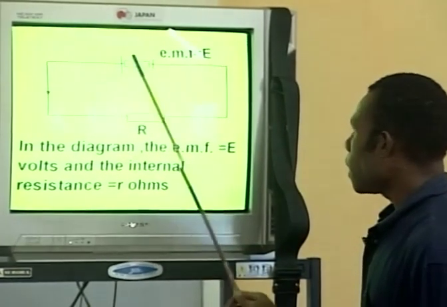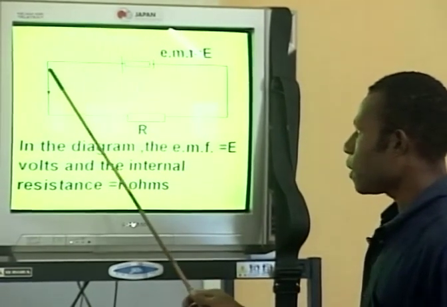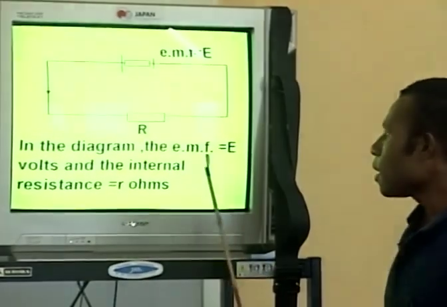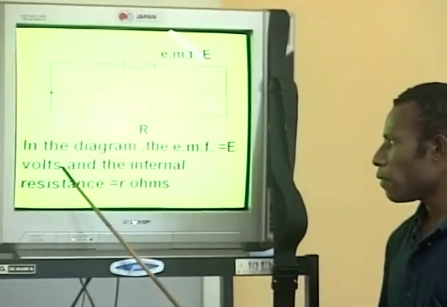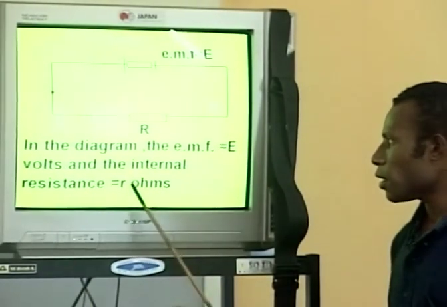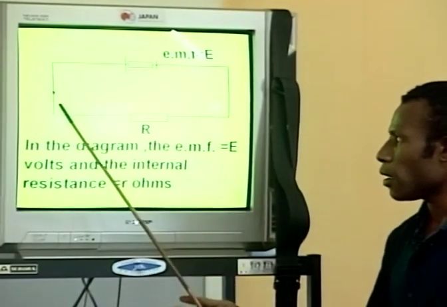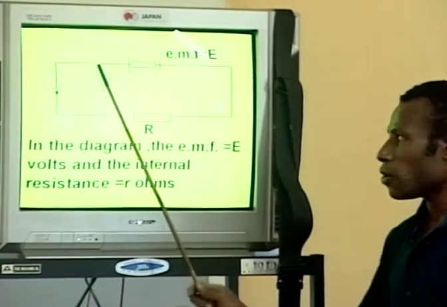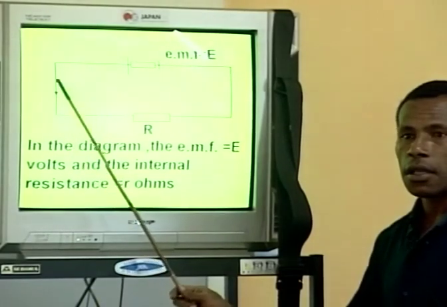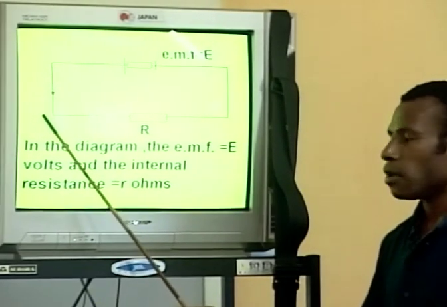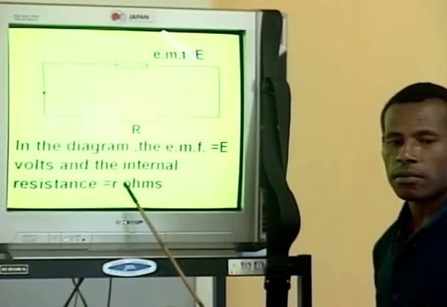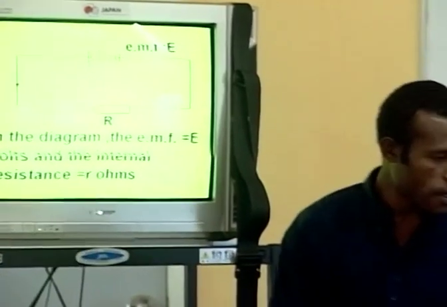Okay, and then when it starts flowing through, if the current is flowing through that way, that is a resistance. So in the diagram, the E.m.f. is E volts and the terminal resistance is R ohms. You find that, without this resistor being connected, there is also other resistance in the wire. That is why we have that small r, which represents that resistance.